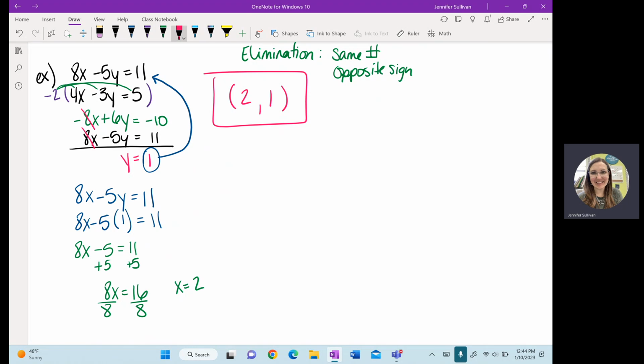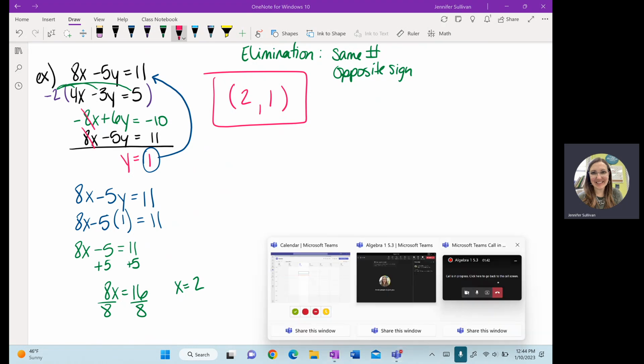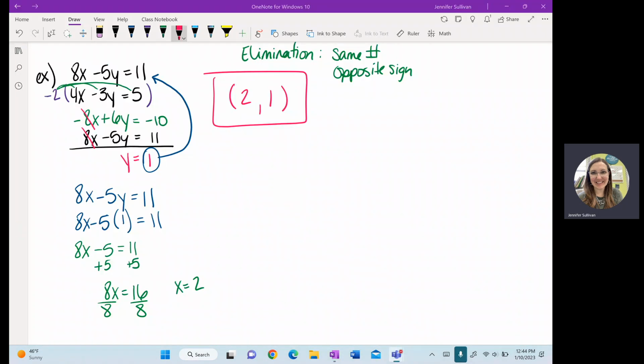Okay, in class, we are going to do more practice with substitution and elimination. So we are going to practice this because I've only given you 3 examples. That's not that many when it comes to these kinds of problems.